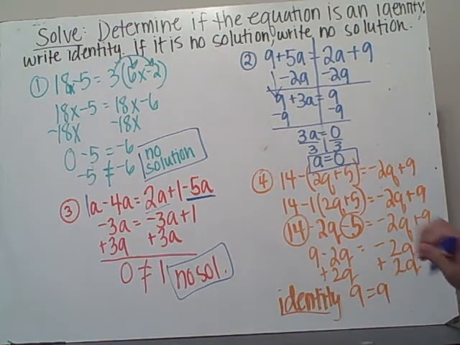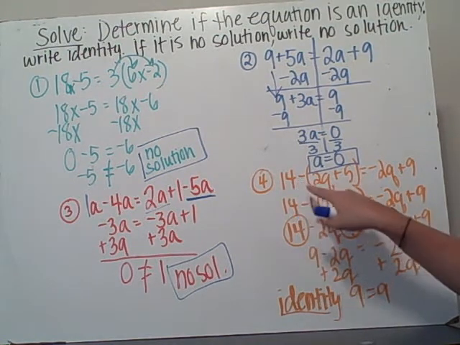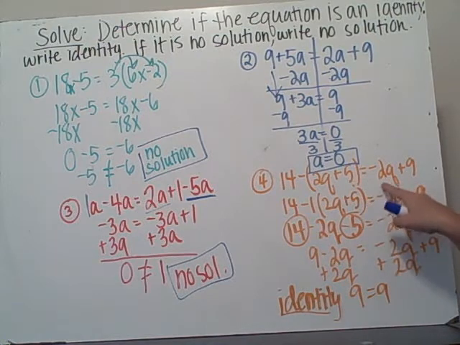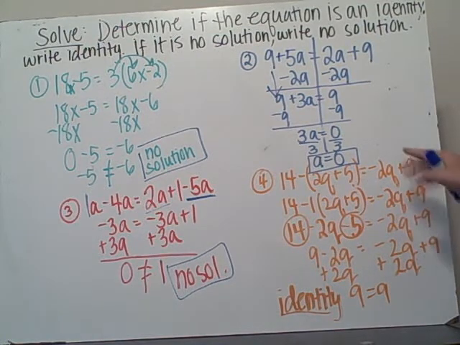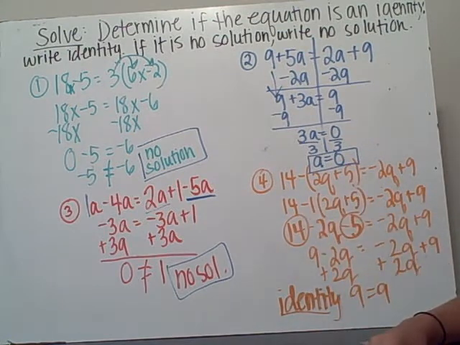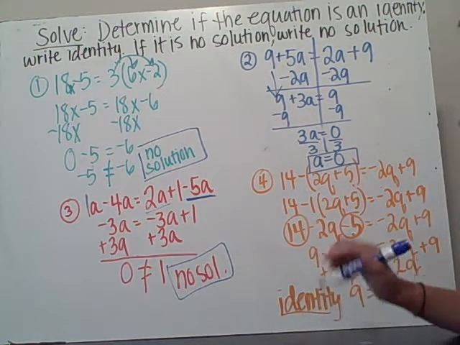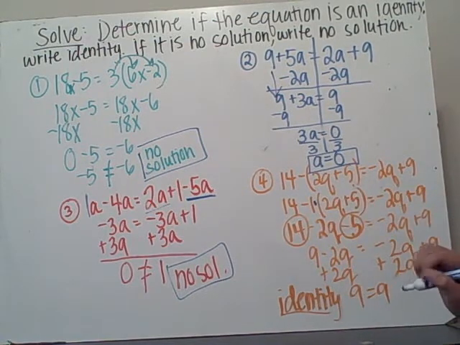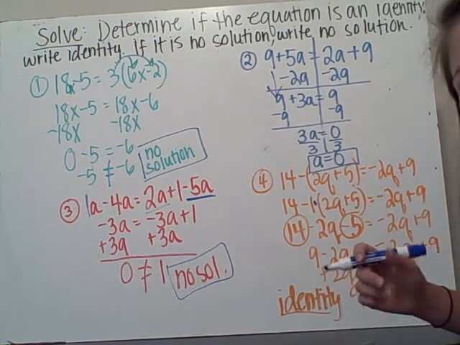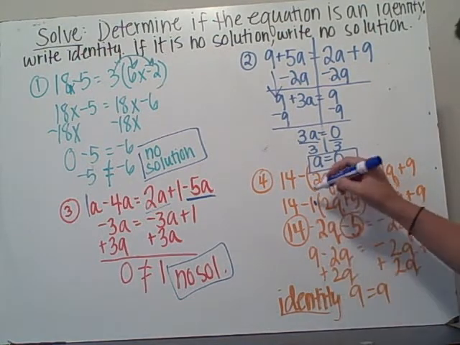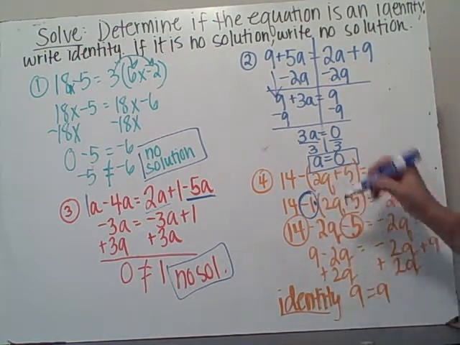And number 4, we have 14 minus the quantity 2q plus 5 equals a negative q plus 9. I rewrote this with the 1 in front because remember, anytime you're minus and then up against a parentheses, it's the same thing as minus 1 times that quantity. So we are going to have to distribute. So we have 14 minus, and this whole thing is going to be distributed.